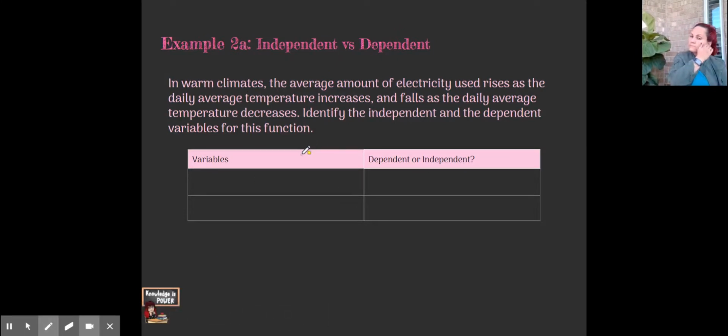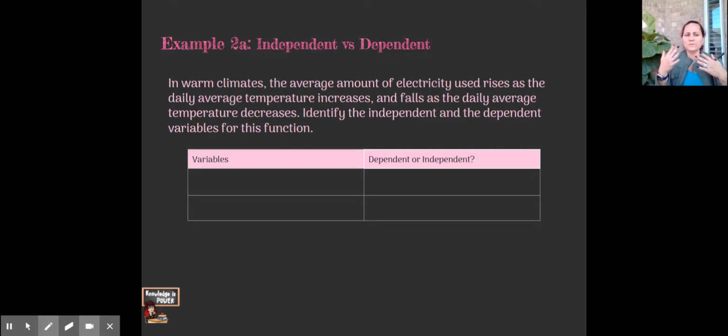Okay, example 2A, independent versus dependent. In warm climates, the average amount of electricity used rises as the daily average temperature increases and falls as the daily average temperature decreases. Identify the independent and the dependent variables for this function. So let's start off with identifying the variables. Those are the two things that are in relation with one another, okay?